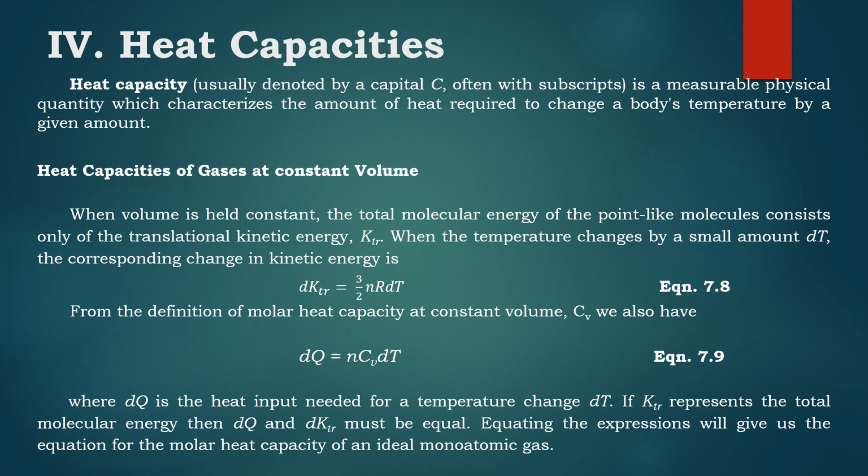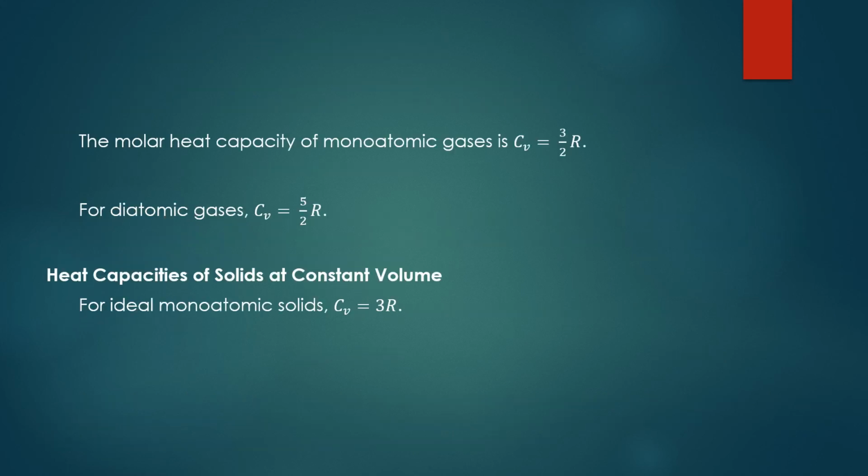If KTR represents the total molecular energy, then dQ and dKTR must be equal. Equating the expressions will give us the equation for the molar heat capacity of an ideal monoatomic gas. The molar heat capacity of monoatomic gases is C sub V equals 3 halves R. For diatomic gases, C sub V equals 5 halves R. Heat capacities of solids at constant volume. For ideal monoatomic solids, C sub V equals 3 halves R.